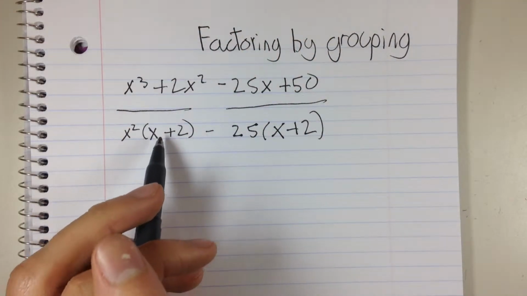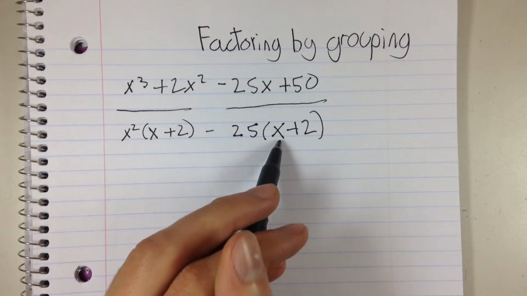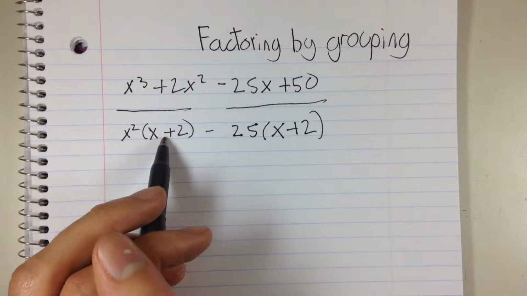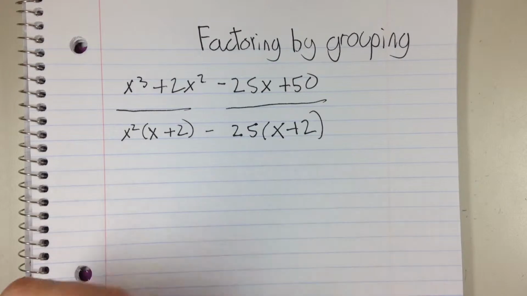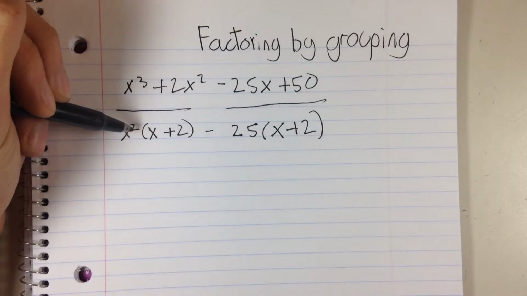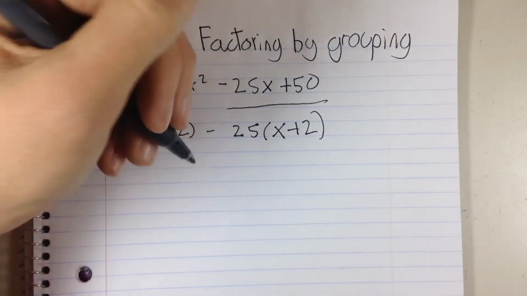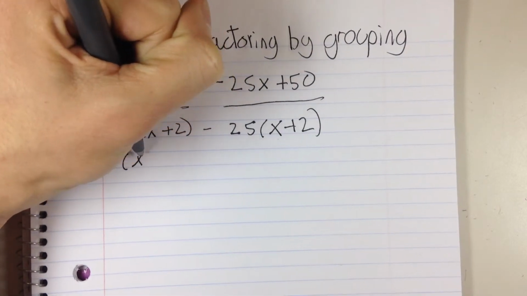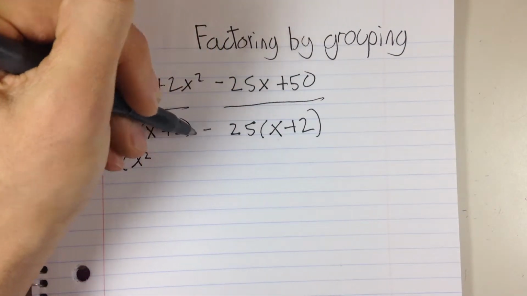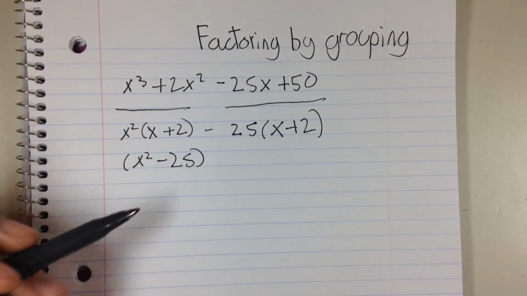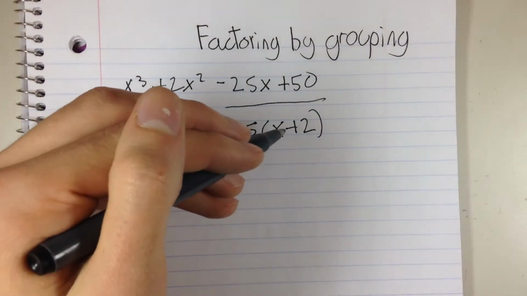And so you'll notice in each part of this problem, we were able to pull out the same term. We were left with an x plus 2 here and an x plus 2 here. So what we can actually do then is take the x squared and the negative 25, and we can group those together. So it's going to be x squared minus 25, because there's a negative sign there. And then we're just going to multiply that by x plus 2.